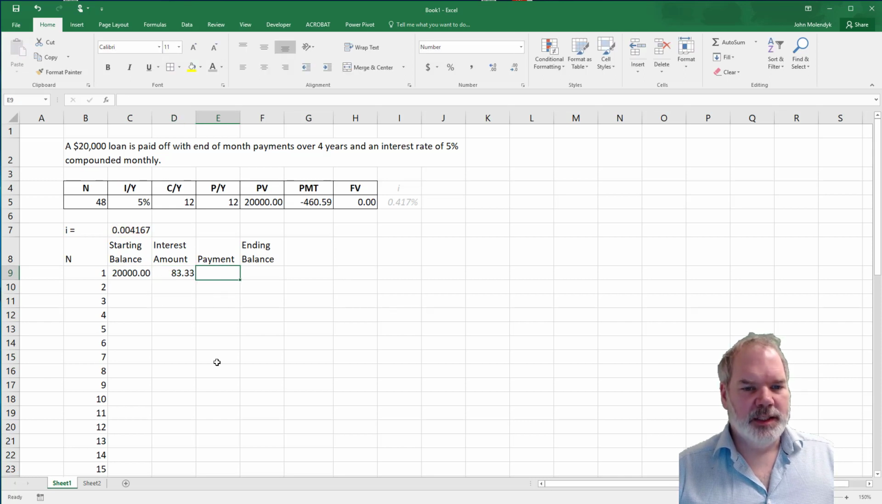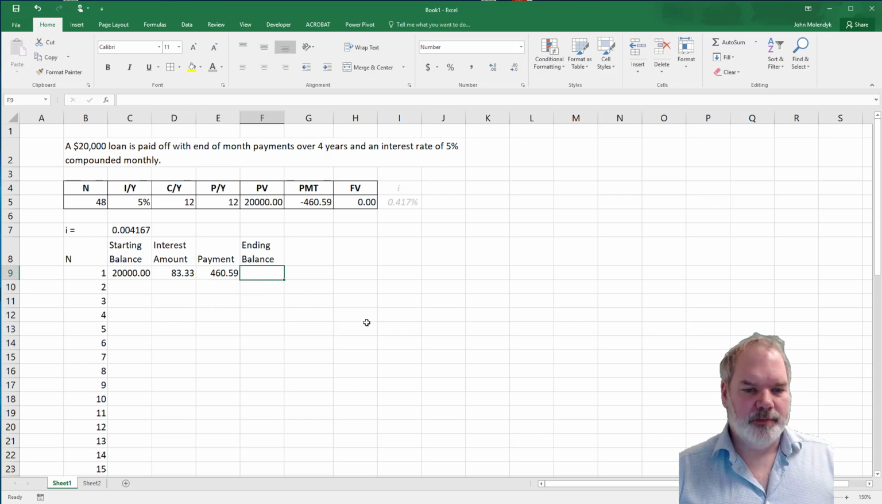All right, third value is my payment. Well, I can see up here that I calculated a payment of $460.59. So this is equal to, well, payment $460.59. So that's going to be the size of my regular payment. All 48 of these payments are going to be $460.59.